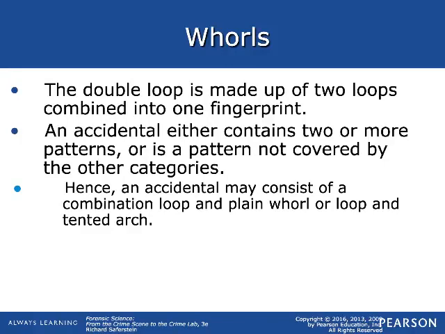Okay, now a double loop, it kind of makes sense, right? There's two loops in one fingerprint. And then an accidental has two or more patterns, or it's a pattern that doesn't really fit into a category. So an accidental could be a loop and a whorl, or a loop and an arch. And we haven't talked about arches yet. So accidental is a little bit different. It's just not normal.